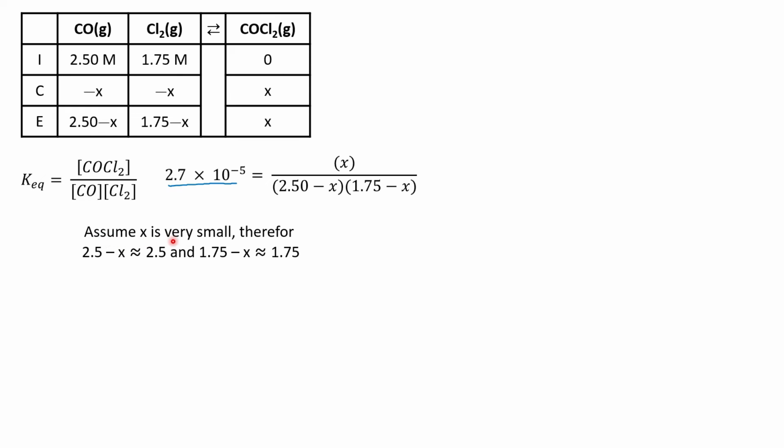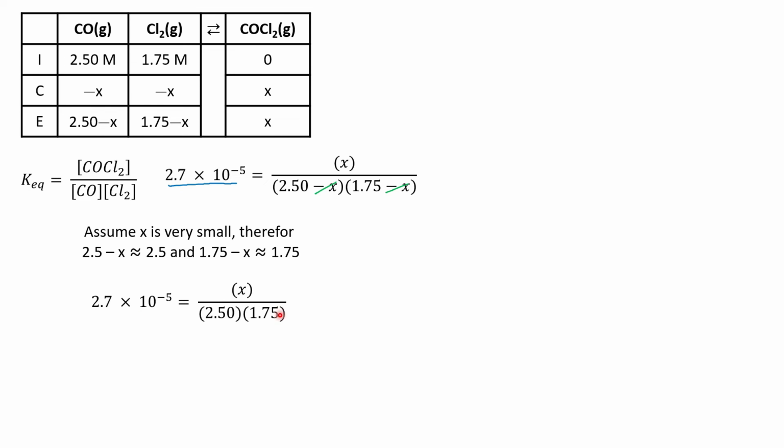Well, we're going to assume that x is very small. And what that means mathematically is that 2.5 minus x is approximately equal to 2.5. And the same is true for our 1.75 minus x. That is going to be approximately 1.75. This is going to simplify our denominator tremendously. We can drop these minus x terms. Now, usually we can drop these minus x terms when our KEQ has an exponent of 10 to the negative third or smaller. But when we're done with our calculations, I will show you how to check this assumption. Okay, so let's move forward assuming that x is very small.